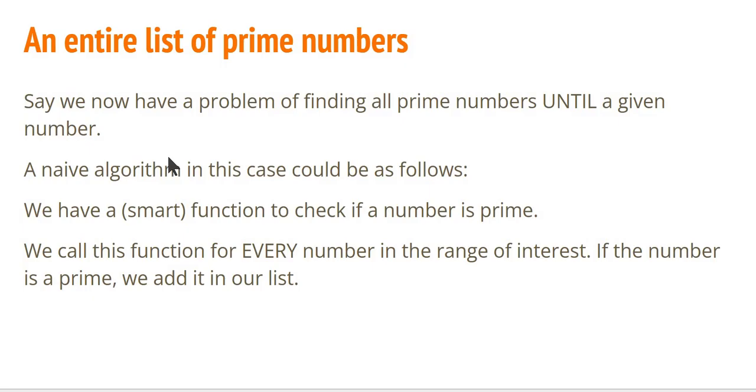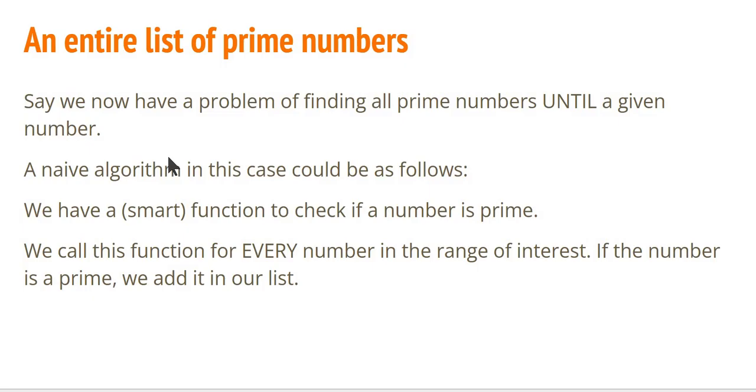So clearly we have an algorithm here to find out if a number is prime or not. Now let's say I have another problem: I want to get a list of prime numbers until a given number. For example, if I give you 20, I say give me all the prime numbers until this number. That's a reasonable problem to have.